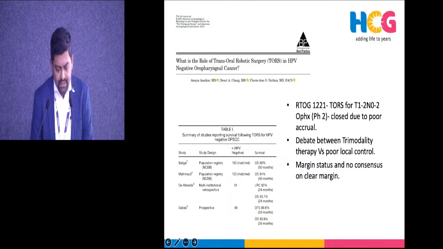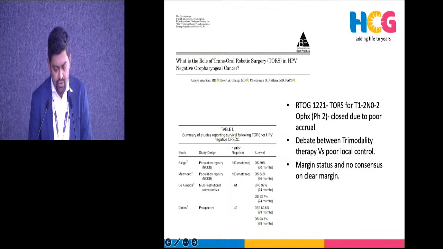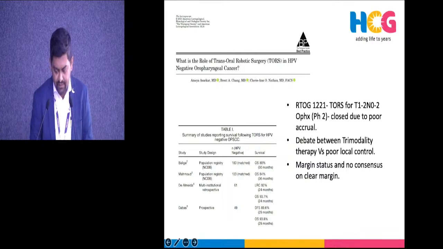Among all these data available, there was an RTOG trial which got closed due to poor accrual, and the biggest debate is between the trimodality therapy and a poor local control. So eventually TORS in an HPV negative would end up adding an adjuvant treatment, most of the time chemoradiation. So we are eventually not saving anything, and the margin status is still a debatable thing. In p16 positive, it's debatable. Negative anyhow is a larger mucosal spread disease. So we eventually are not gaining anything by that.